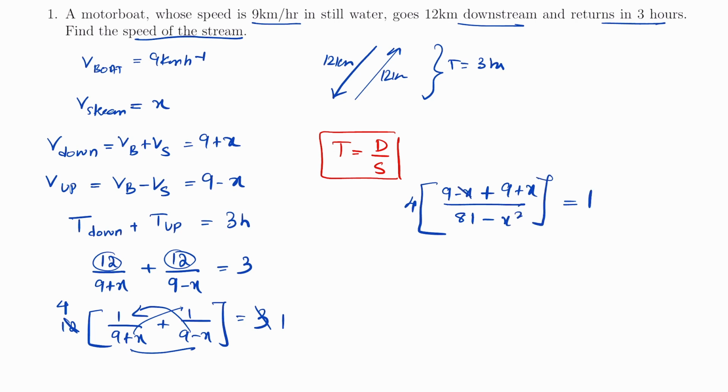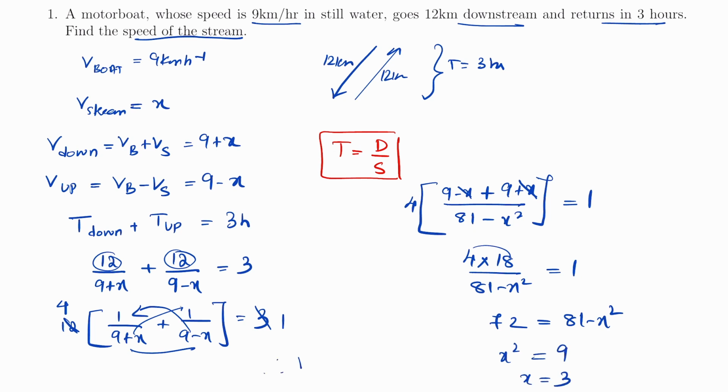We can cancel minus x and plus x. So now 4 into 9 plus 9, 18, divided by 81 minus x square is equal to 1. Cross multiply. So you'll get 4 into 18, which is 72, equal to 81 minus x square. So x square is equal to 9. So x is equal to 3. Therefore, the velocity of the stream will be equal to 3 km per hour.